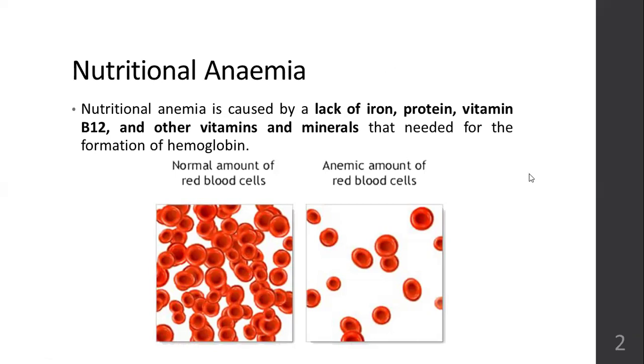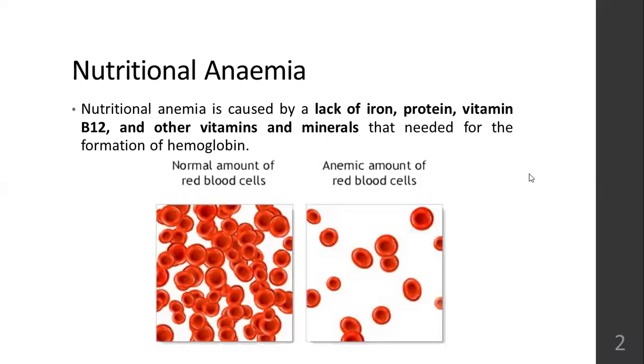So nutritional anemia is caused by lack of iron, protein, vitamin B12, and other vitamins and minerals, for example, copper. Copper is also required. It's a mineral that is required for red blood cell formation, and that is needed for the formation of hemoglobin. Hemoglobin is the pigment that gives your blood red color. That's present in the RBC.